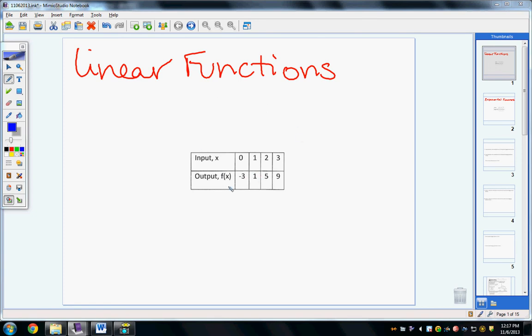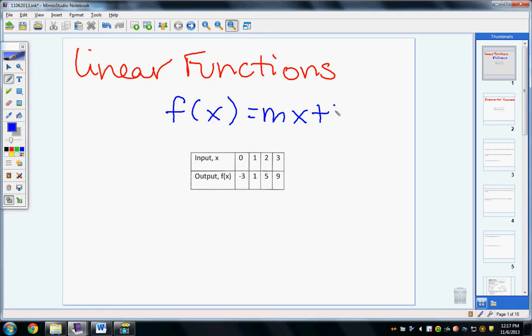So just to remind you, we're going to use f of x instead of y because we're talking about a function of x. And so f of x with linear functions is written f of x equals mx plus b, where m is your slope and b is your y-intercept. That's the point on your coordinate plane where it crosses the y-axis. Okay? So the first thing I'm going to do is start off by finding my slope.